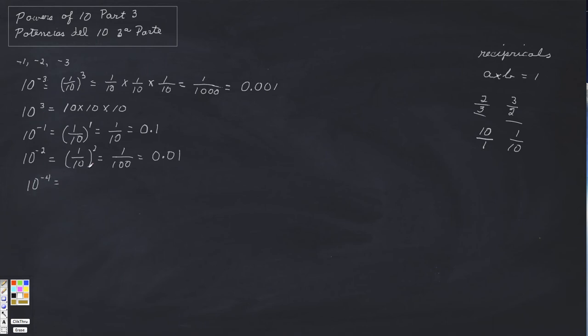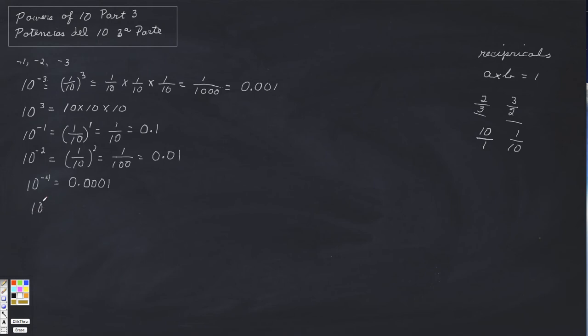So, negative 4, I might be able to skip these intermediate steps. I know it will look like this: 0 point, a certain number of places, and then a 1 at the end. How many places? The negative 4 gives me an idea. The negative 4 tells me that I need to have 4 places. I will put 3 zeros because those take up 3 places, and then a 1.